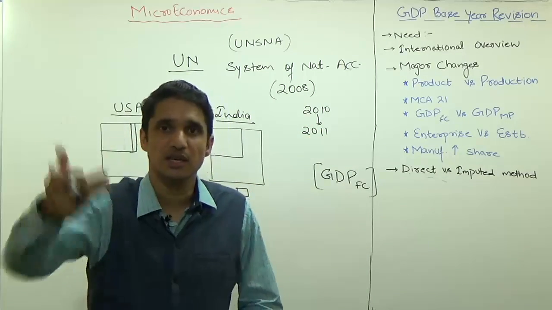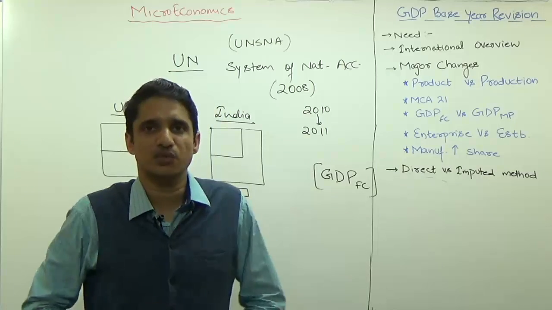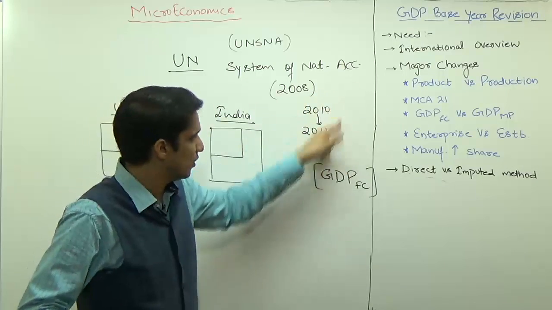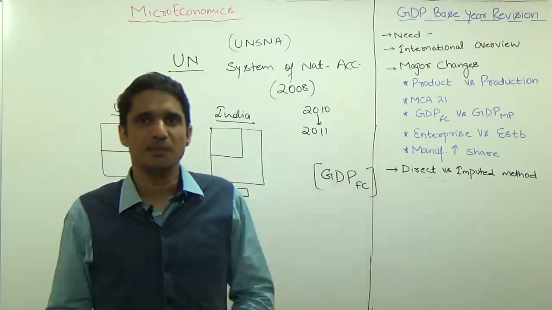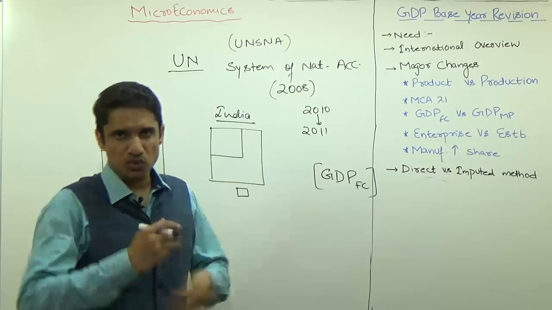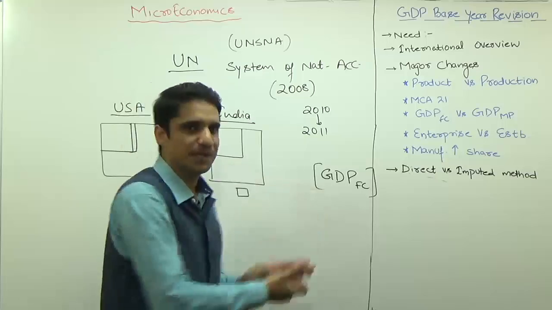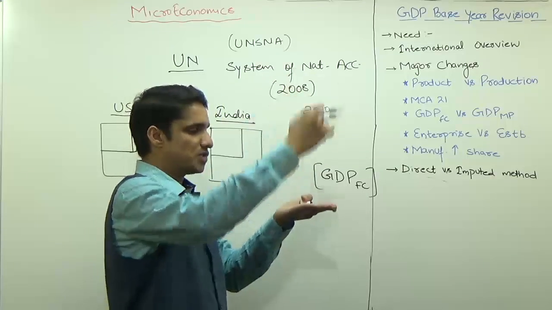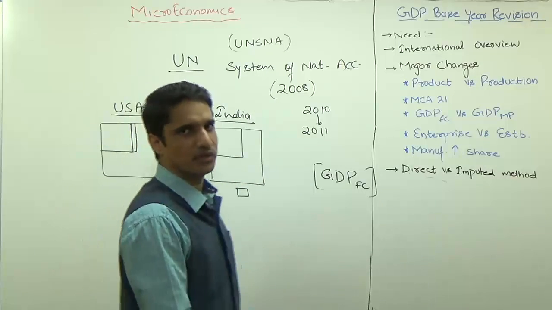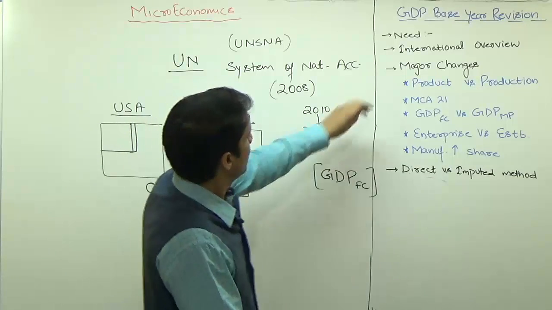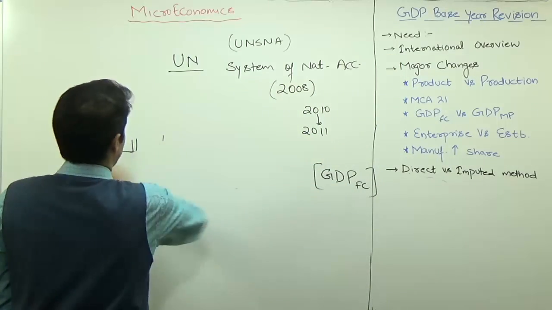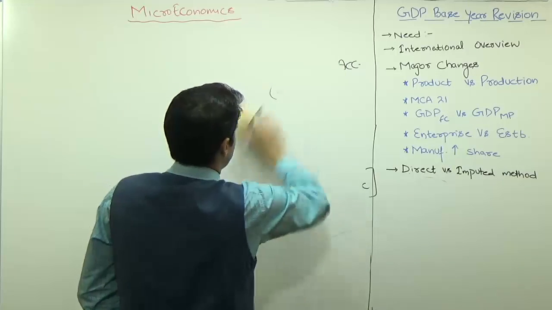Just like these online classes. There were no online classes 3 to 4 years back. If you are not adding the sale of online classes in the value of GDP, it means you are underestimating the value of the GDP. So every 2 to 3 years, you should change the base year so that whatever new items are coming in the economy will be added while calculating the value of GDP. So this is the international overview, and we discussed the need of the GDP base year revision.